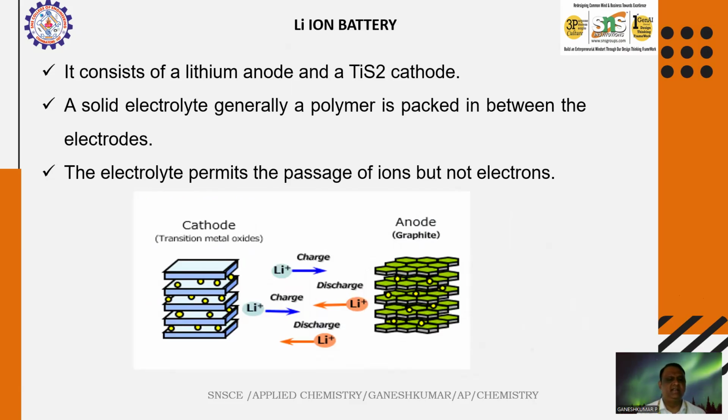So the lithium-ion battery, as I said, consists of TiS2, that is titanium sulfide, as cathode, and a solid electrolyte is packed in between the cathode and the anode. Usually the cathode is a transition metal oxide or metal sulfide, and a solid electrolyte, generally a polymer, is packed in between them. We expect electrons to move, but as we look into the diagram, the electrons are not moving, only the ions move from one place to another. So the electrolyte permits the passage of ions, but not the electrons.